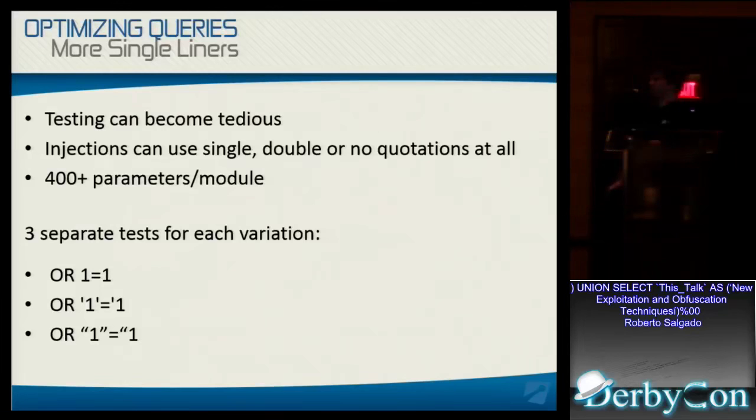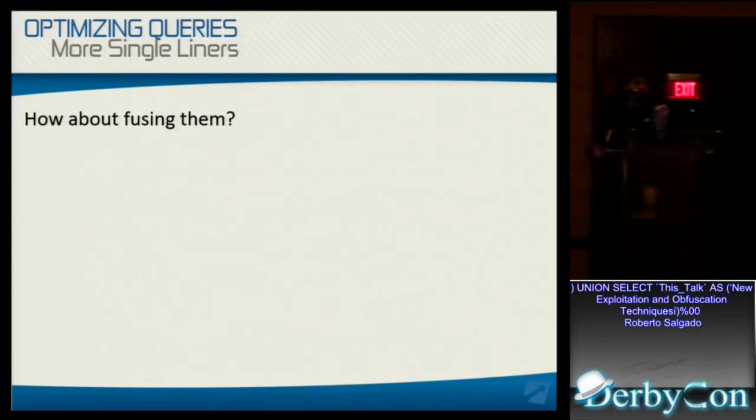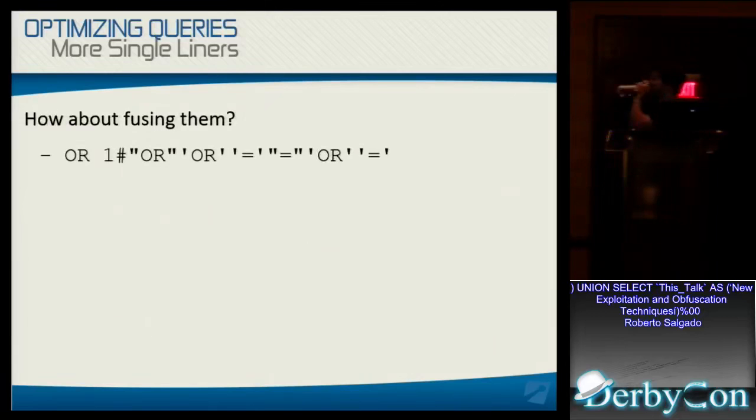So, I mean, if you're testing 400 parameters per module, and you have to do 3 tests per each parameter, you're doing like 1,200 requests there just for one module. So that can be frustrating. So I was thinking, is it possible maybe just to unite it, combine them in just one request? And yes. So with that injection there, it's possible to test for all 3 variations using that one request instead of having to do 1,200 requests to the server, we're only doing 400.